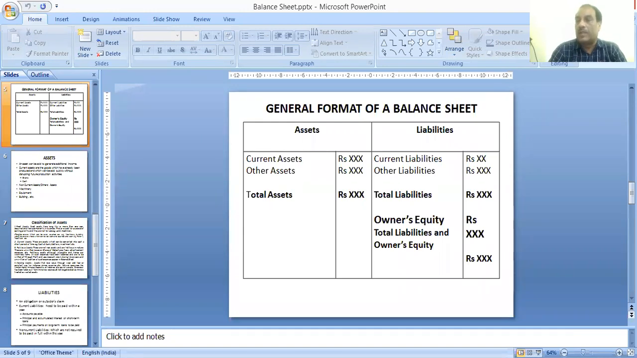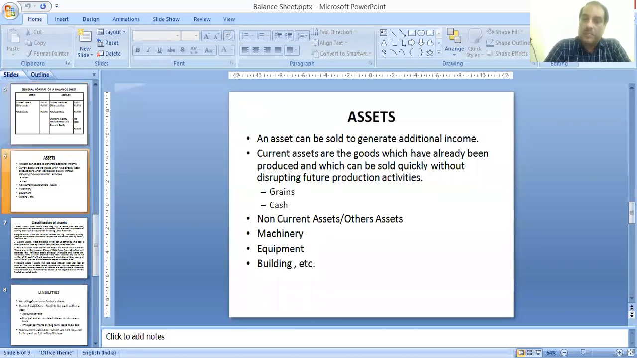So we may have total assets worth a certain amount, but it may include what? Those which are owned by us and those which are borrowed. So owner's equity is a liability for the business because there is a claim of the owner on it. The owner invests to get a return from his investment. That is why owner's equity is considered a liability for the business. Then assets can be sold to generate additional income. These are the properties of assets.